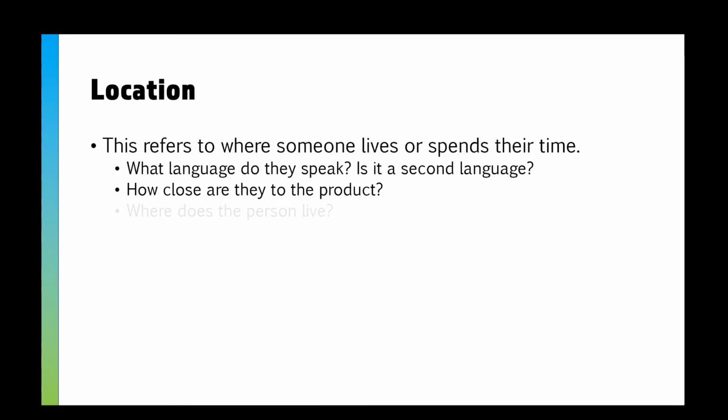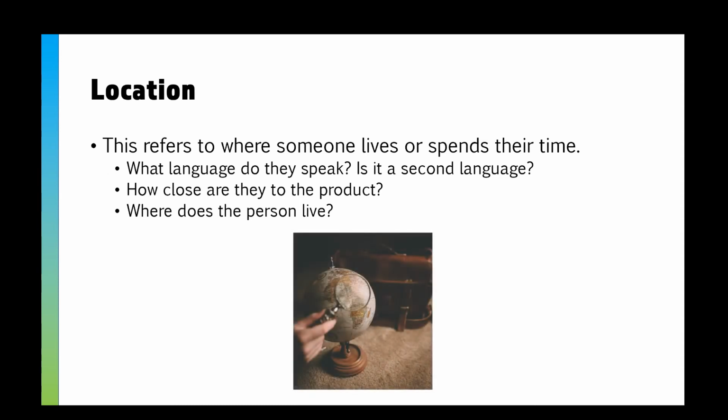And location, so nice and easy, refers to where somebody lives or spends their time. Now that could be anywhere in the world. So if you're making a website and you're targeting people in China and it's all in English, that's not really that helpful for them. So you think about what language they speak. Will it be a second language? Quite a lot of people speak English in lots of countries, so that helps. But if you're promoting your products in a country where English is a second language, then they might not understand the message as well and things would get misconstrued.